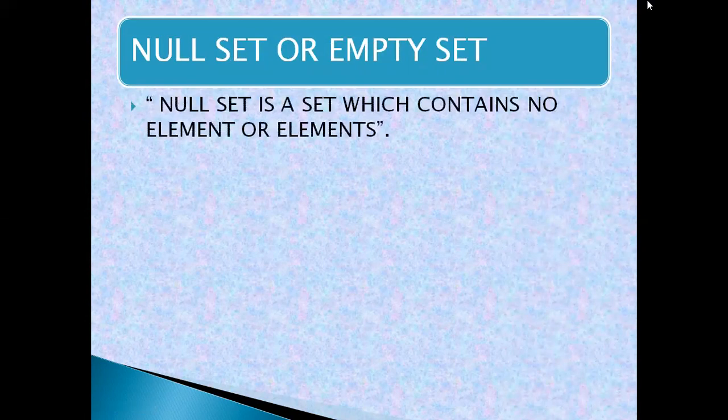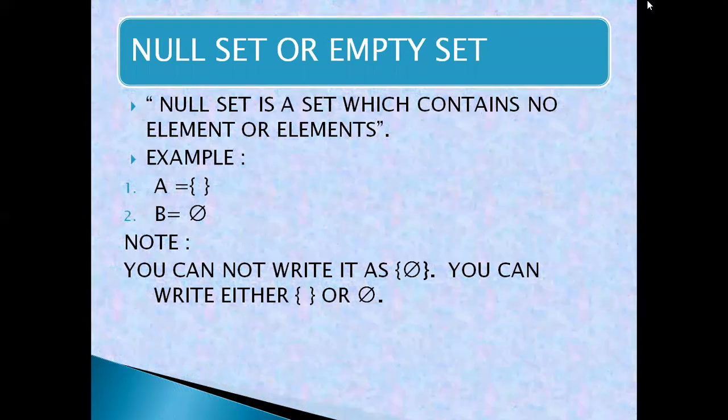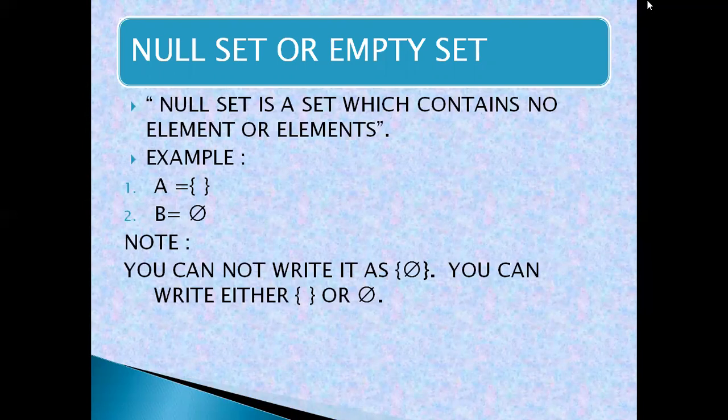A null set is a set which contains no element. As you can see, a few examples: sets A and B do not contain any element as they are empty, as there is nothing written inside them. And remember one thing, the most important thing as you are watching the note: you cannot write it as the 2 brackets together with the sign of the null set. That is absolutely wrong. You can write either the 2 brackets or the circle with a cut.